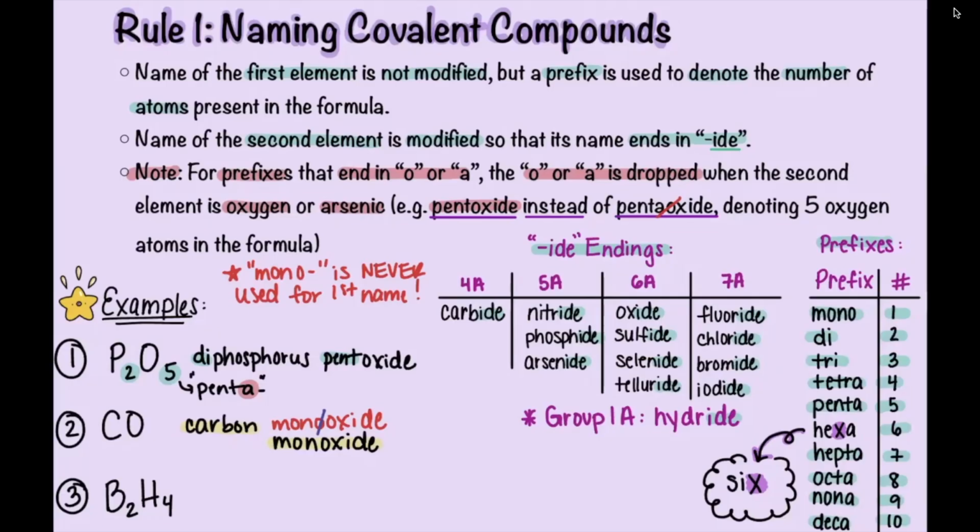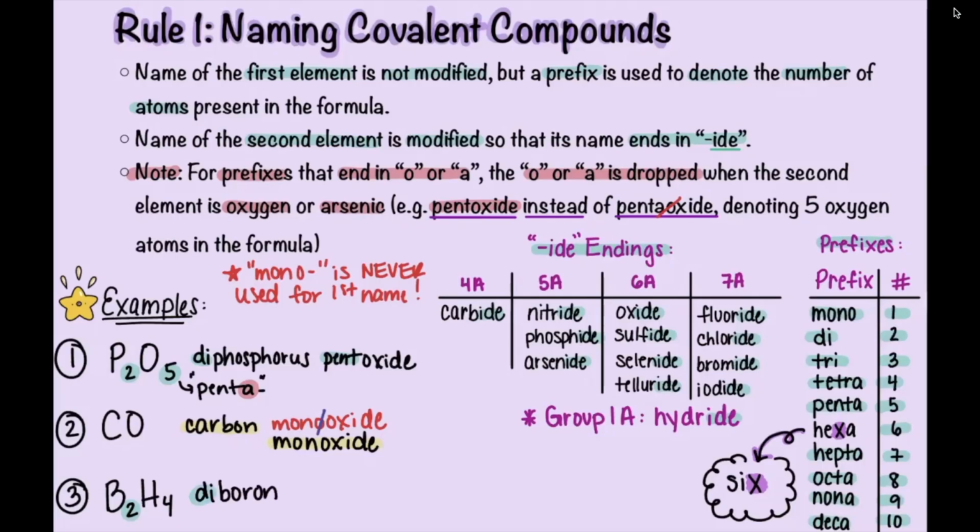Now let's try the last one, which is a little easier. We have boron and hydrogen. So is this an ionic or a covalent bond? You're right, it's covalent. So the first element, boron, stays the same. But there's two borons present, so we're going to add the prefix di.